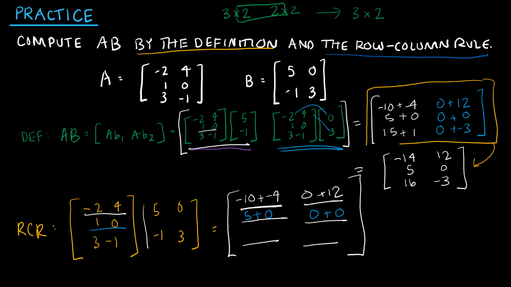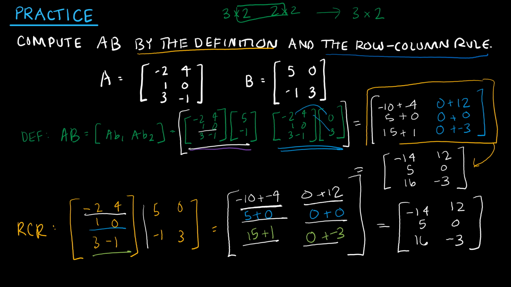And then my last row, 3 times 5 is 15. Negative 1 times negative 1 is positive 1. And then 3 times 0 is 0. Negative 1 times 3 is negative 3. And then my result is, of course, negative 14, 5, 16, 12, 0, negative 3. And I got the same thing both times, so I feel pretty good about myself.